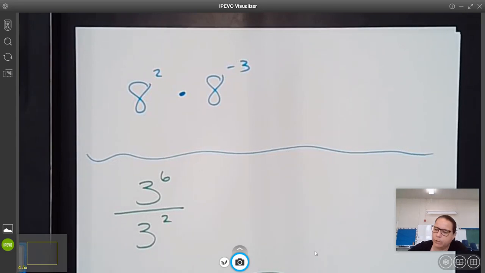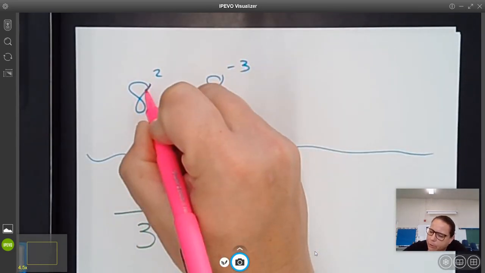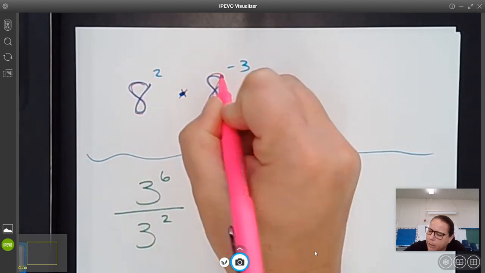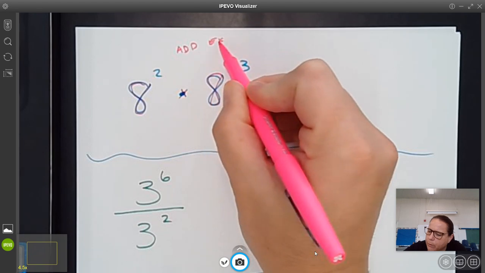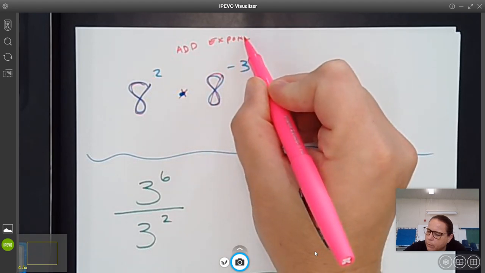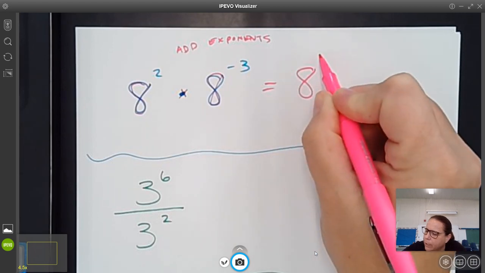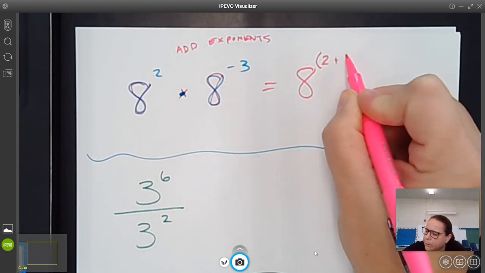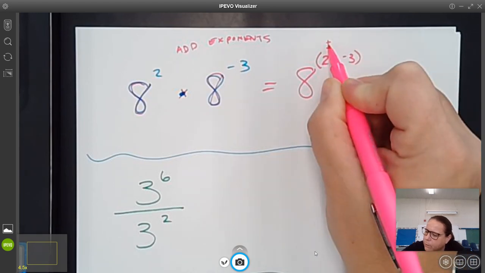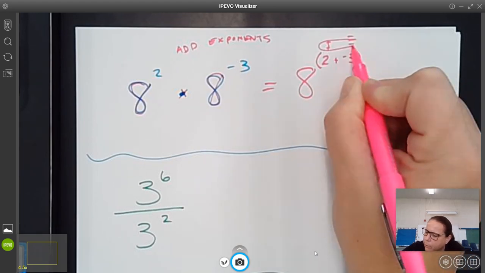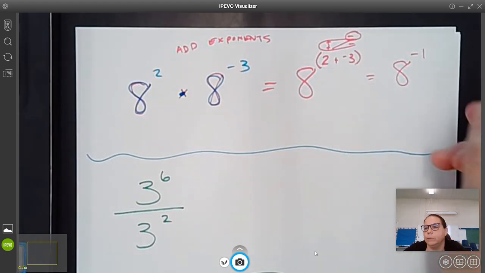The rule is, if you're multiplying, and this is multiplying, and you have the same base, which is 8, then the rule is to add the exponents. So that would look like 8, and then you take your exponents, which is 2 plus negative 3. So these are 2 positives and 3 negatives, which leaves you with a negative 1. So 8 to the negative 1.